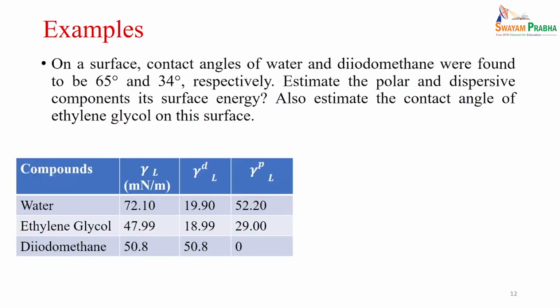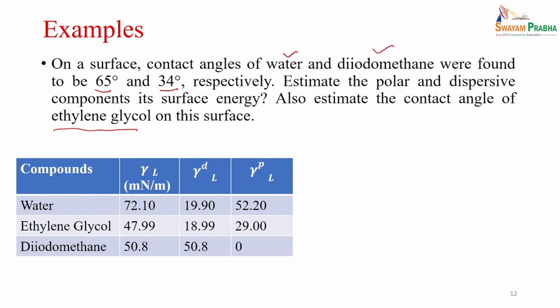Now, we will combine these two equations, the Good's equation and the Young-Dupré equation, to calculate the surface energy of the solid. As you remember, if you want to calculate the surface energy of a solid, we need a minimum of 2 equations, meaning we have to measure the contact angle of 2 liquids. One was water, the other liquid was chosen as diiodomethane, and their contact angles were found to be 65 and 34. Now, we have to calculate the polar and dispersive components of that particular surface, and also, once this is known, we want to calculate the contact angle of another liquid, ethylene glycol.